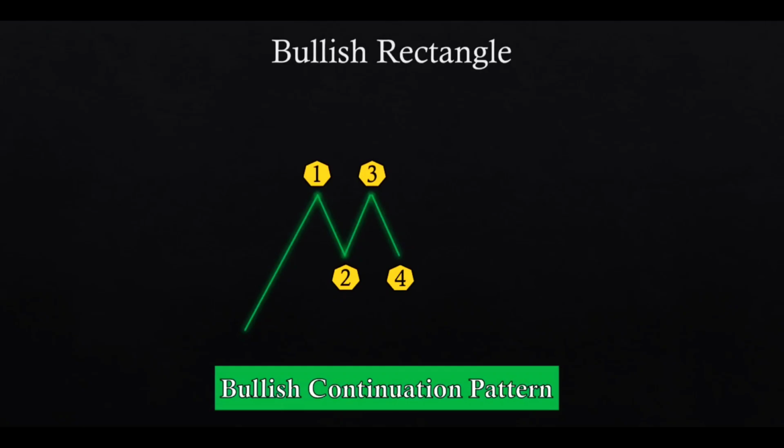horizontal lines. That will make the pattern resemble the shape of a rectangle, and that's where the pattern name comes from. The logic behind the rectangle as a continuation pattern is that price has been trending for a while, and now there is some consolidation bound to happen since the market cannot keep rising or falling forever.